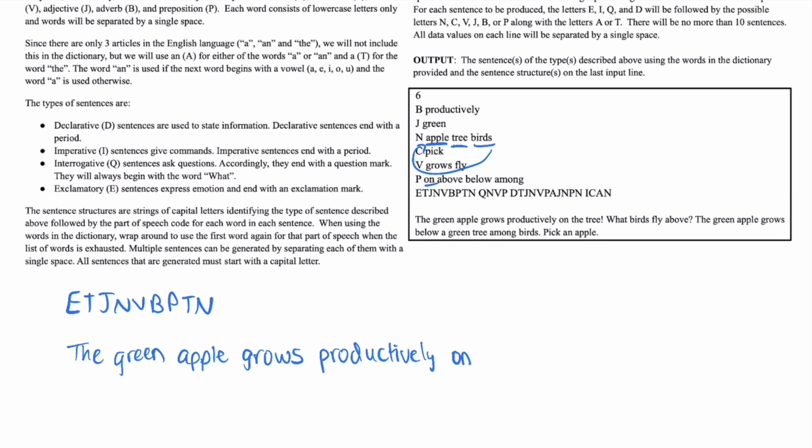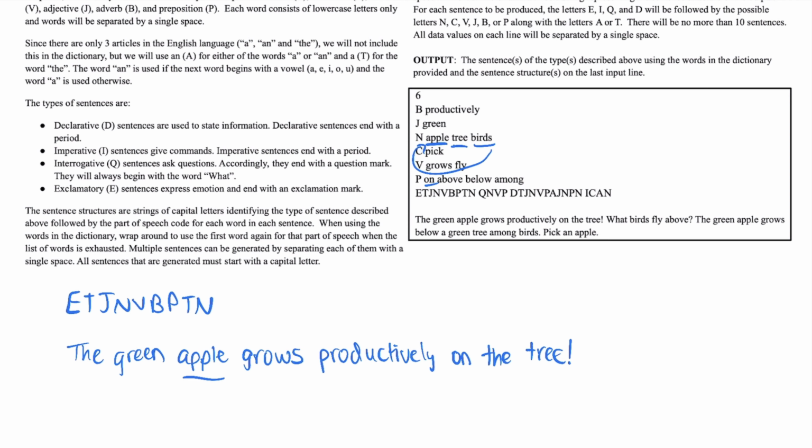And now we have another T. That's going to be just the. And finally, we end with another noun. So if you recall, we've used a noun already. We've used apple here. So the next noun we're going to use is not apple, but tree. So productively on the tree. So now that we've gone through this entire sequence, we have to remember that we began with an E. So we should end with an exclamation mark because this should be an exclamatory sentence. So we'll just put an exclamation mark here. So that'll be the end of this phrase.